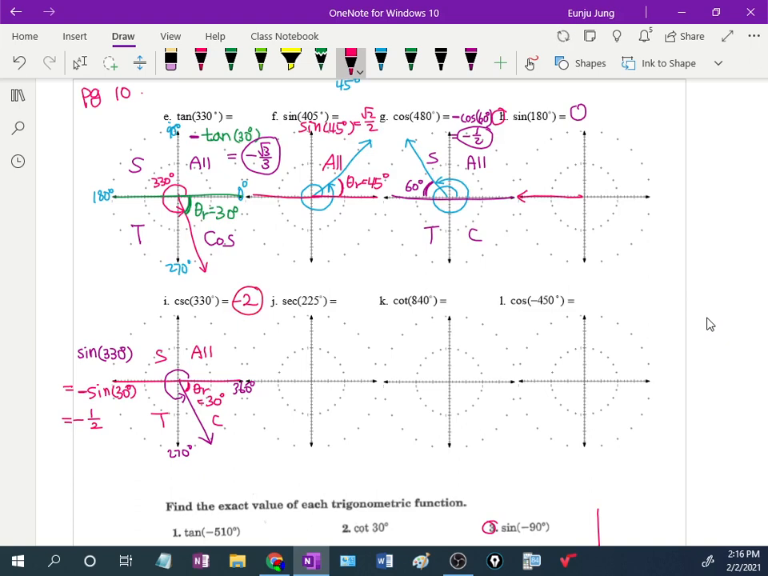Next question, J. What do I need to calculate first? Cosine first, okay? And then you will flip it. And K, what do I need to calculate first? Tangent first, since cotangent is its reciprocal, and then you will answer it. Practice, practice, practice.